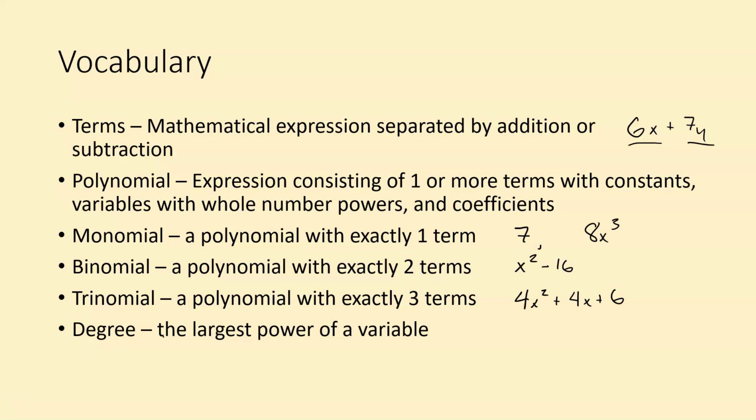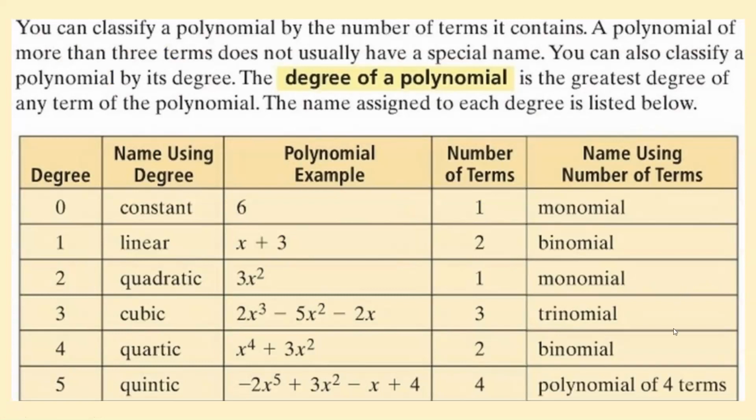And then degree is the largest power of a variable in a polynomial. So this, for example, has a degree of 2. This has a degree of 2. This has a degree of 3. This has a degree of 1. This 7 here has a degree of 0, right? Because we don't have any variables to exponents. So make sure you have these definitions written down in your notes, and we're going to go through some more examples throughout the video. So there's kind of a table of examples showing you how to classify these things.